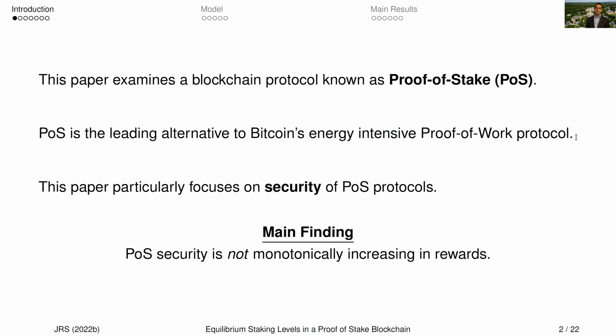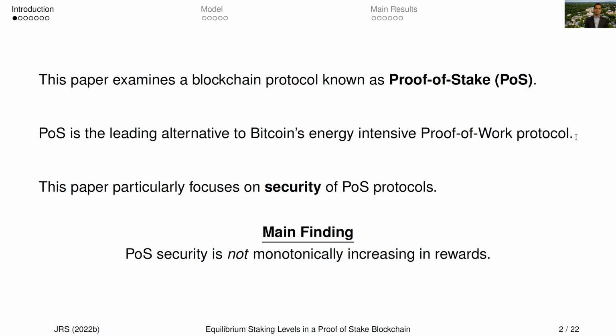So specifically on this point about security, I think the main insight that I want to impart today, which is one of the findings of this paper, is that proof of stake security is not monotonically increasing in rewards. And so here, when I refer to rewards, I'm referring to what's sometimes referred to as block rewards or staking rewards, but more generally, the rewards that are conferred to those securing the proof of stake blockchain.